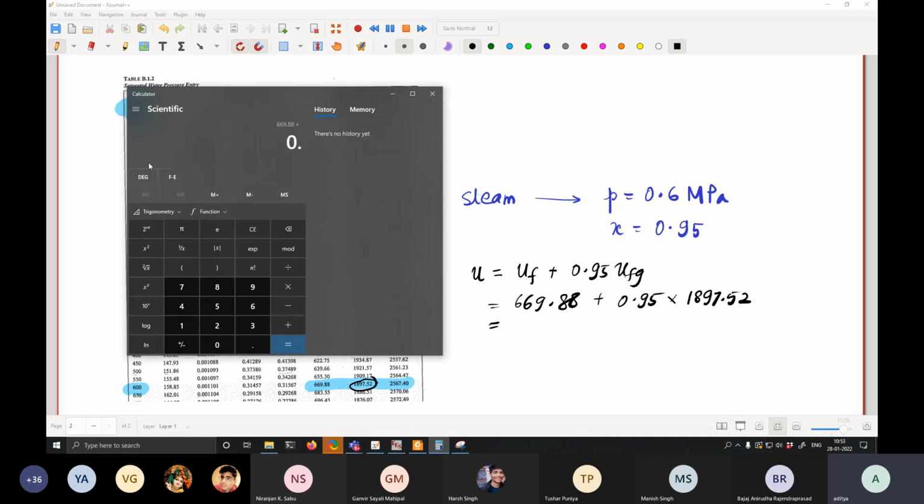669.88 plus 0.95. Oh, there's no bracket. That is why. So I'll do this. Where is this AC button? Oh, C. Clear. 0.95 times 1897.52 plus 669.88. 2472.5, 2472.52.